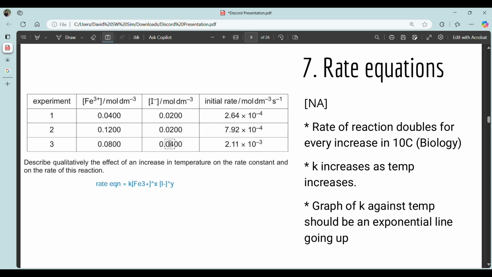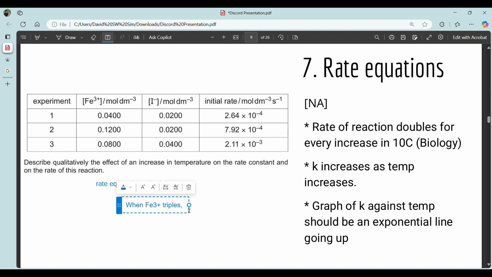Okay, so here we see that the concentration of iodide is the same, 0.02, 0.02. Here the concentration of Fe3+ changes, so experiments 1 and 2 we can use to figure out what x is. When the concentration of Fe3+ triples from 0.04 to 0.12, the initial rate also triples.